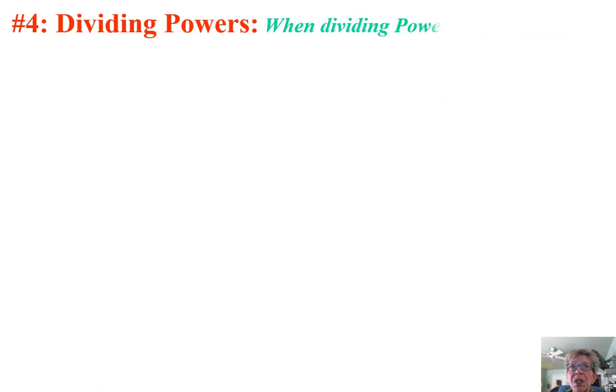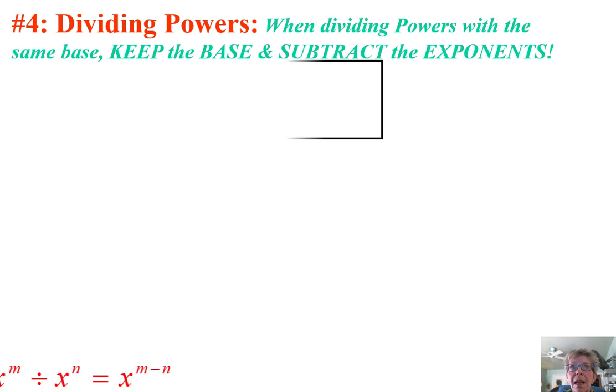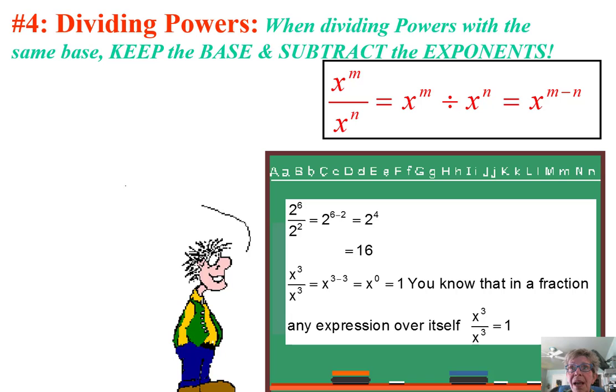The next rule we're going to look at is dividing powers. When you're dividing like bases, you can subtract the exponents. Again, the rule is in the box, but on the green board you'll see a numerical example. 2 to the 6th over 2 to the 2nd equals 2 to the 6th minus 2, which equals 2 to the 4th, which equals 16, because you should always expand.